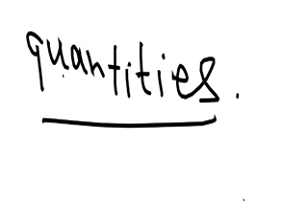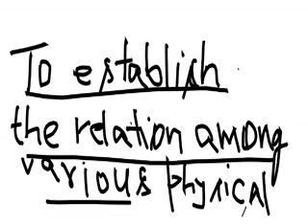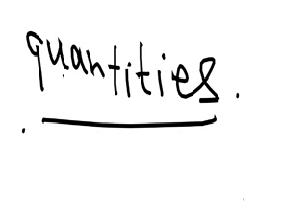Various physical quantities, to establish the relation among various physical quantities. So here, if we know the factors on which a given physical quantity may depend, the parameters on which a given physical quantity depends, then we can find the formula relating the quantities with those factors. We can get a new formula based on those factors.